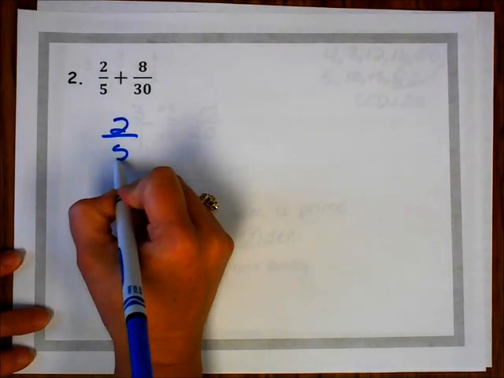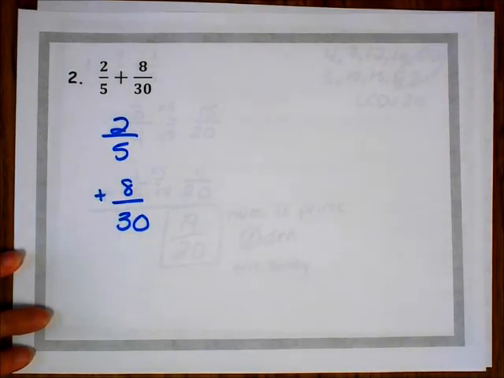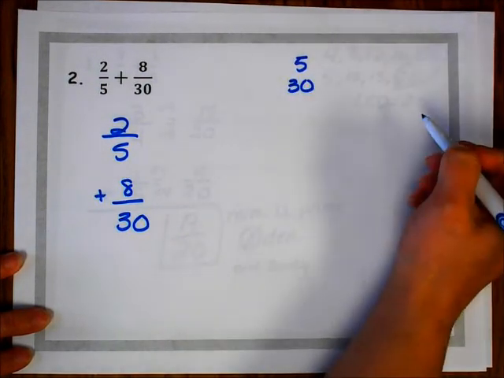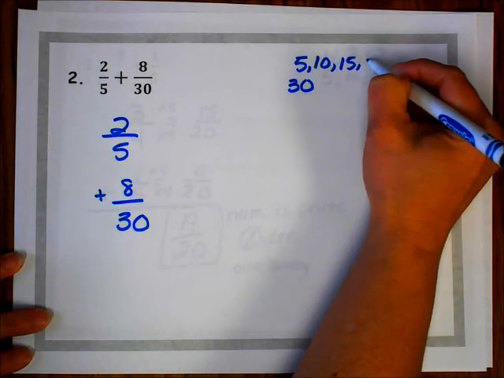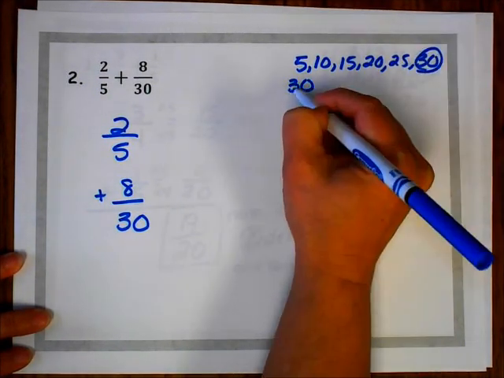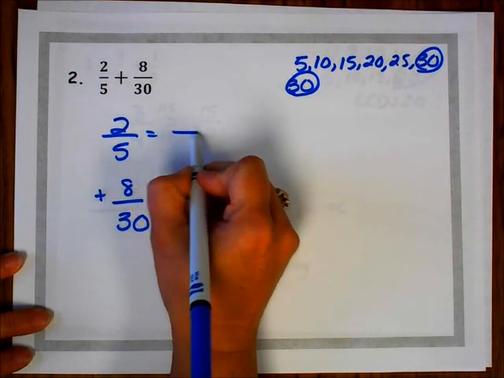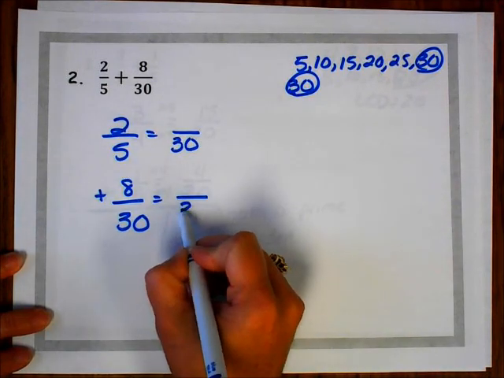Number 2 says 2/5 plus 8/30. My first step is going to be to find a common denominator. So I can count by 5s and count by 30s. I'm going to start with 5. 5, 10, 15, 20, 25, 30. I've already found a number they have in common, so I can stop. So I'm going to put my equals in my fraction bars. I'm going to put my lowest common denominator of 30.